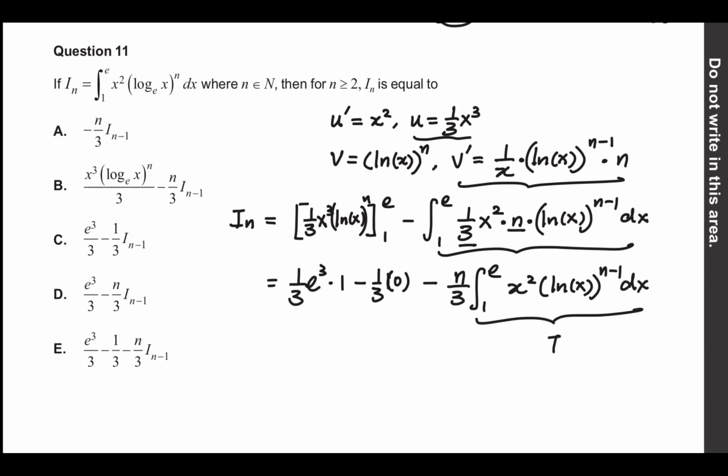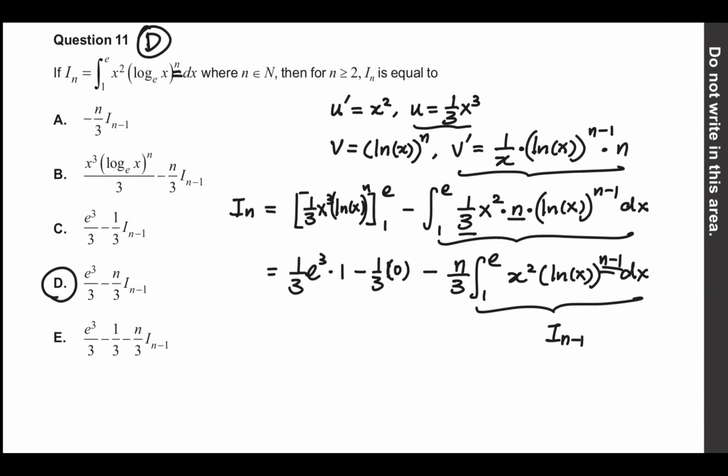And this can be expressed as I n minus 1. Just notice the index change, okay? So I suppose you should be able to get option D. All right, move on.